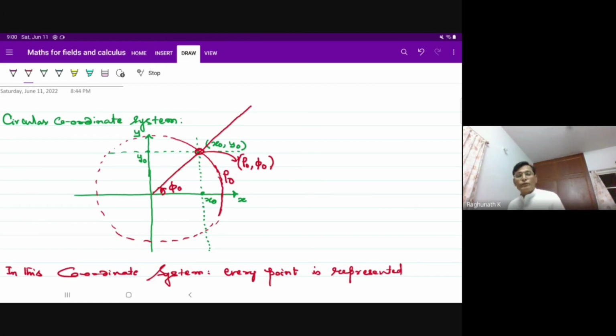Listen carefully now. In the Cartesian coordinate system, we could define, and we derived the formula also, to straight away determine the distance between two points x0, y0 and x1, y1, or x1, y1 and x2, y2.